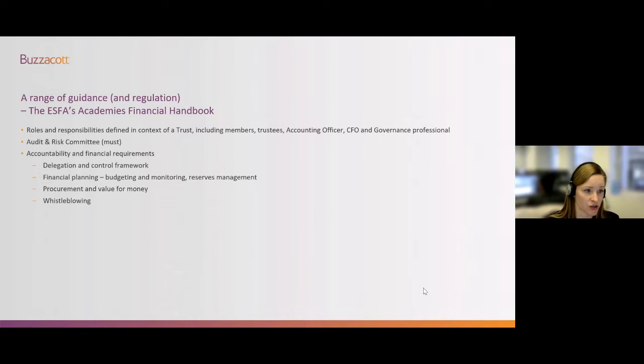The Academy Trust Handbook then goes on to look at accountability and financial requirements. So important that Academy Trusts have an internal control framework and a scheme of delegation, strong financial planning, which includes budgeting and monitoring and reserves management. And that you have systems and procedures in place for procurement that lead to value for money. And this area also covers the setting of executive pay. It also highlights the need for clear and transparent policies in the area of whistleblowing. So if anyone inside or outside of the trust has concerns, that you have those procedures in place. Moving on to the next slide.